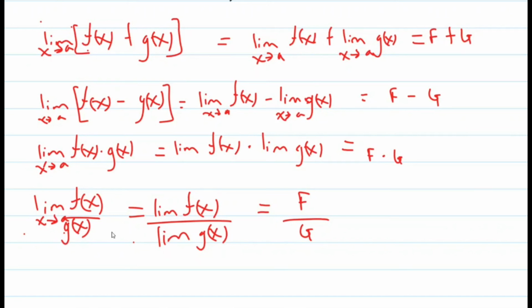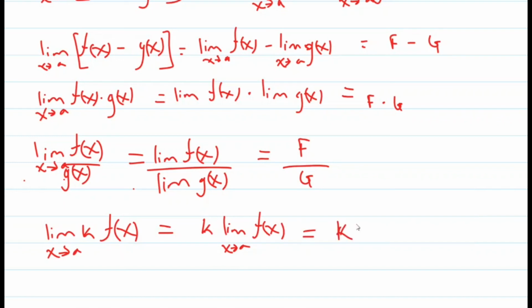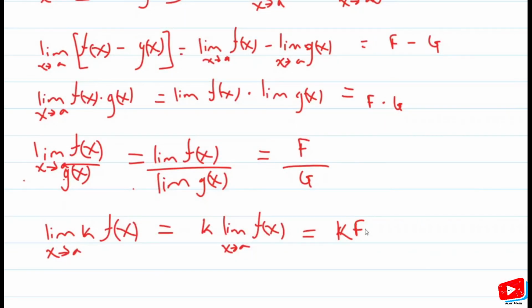And now for our next one, the limit of a constant times a function f of x as x approaches the point A. This can be rewritten as k times the limit of my function f of x as x approaches point A. K times the limit of my function. Is there any more I should show you? Well, if there is anything else I should show you, I will show you in later videos.